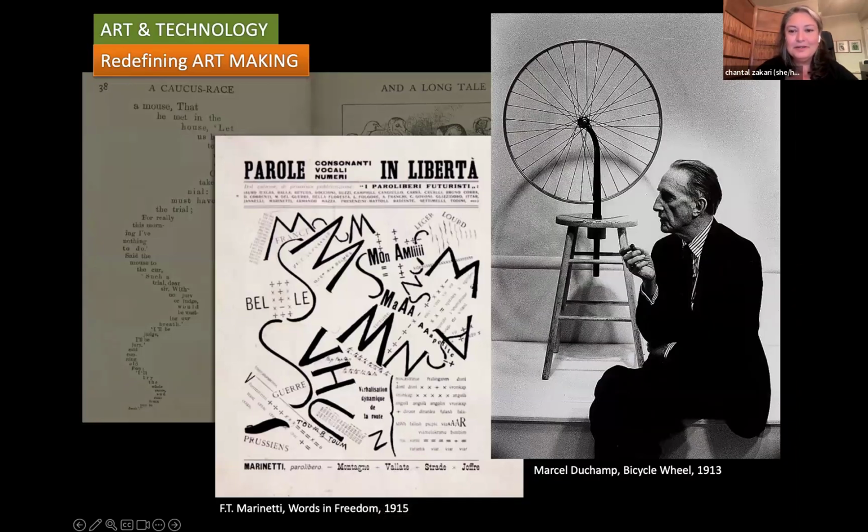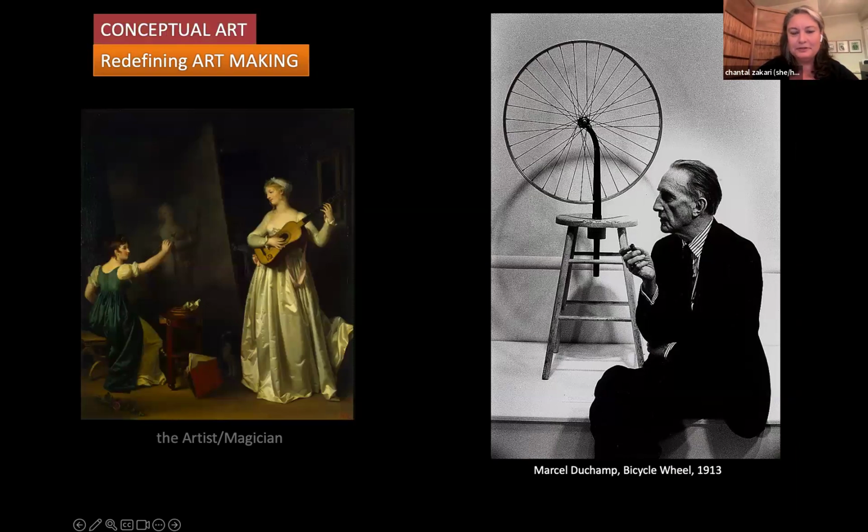Around the same time, artists started defining the work independently from process and craft. And so here I'm going to show you Marcel Duchamp in relationship to the painter from the 17th, 18th century, right? Partially because of new mechanical reproduction methods, the artist magician, remember this artist magician, is not how we measured art anymore. Instead, art is defined by its ideas rather than only its craft.